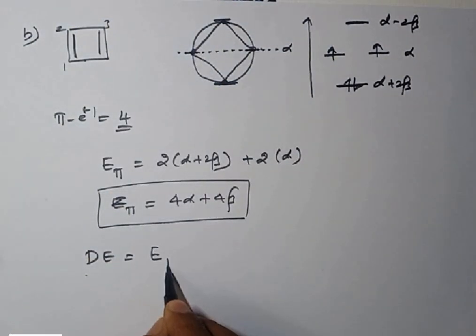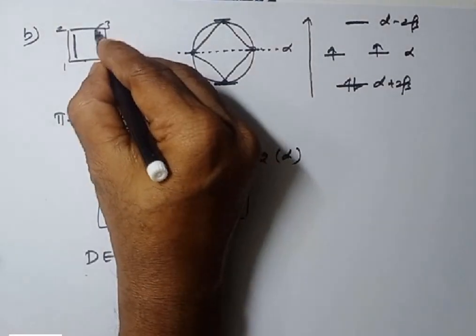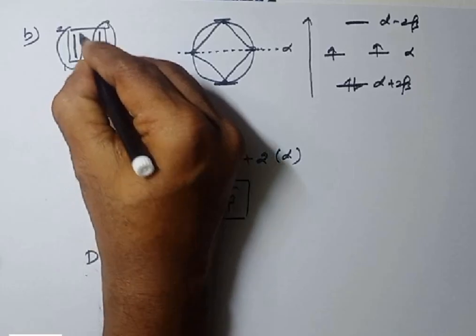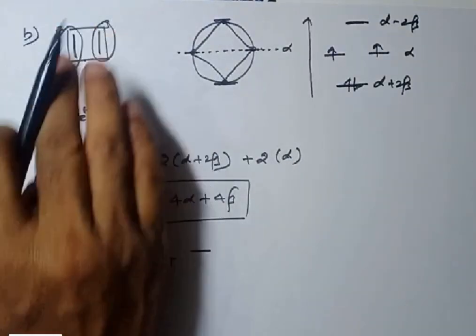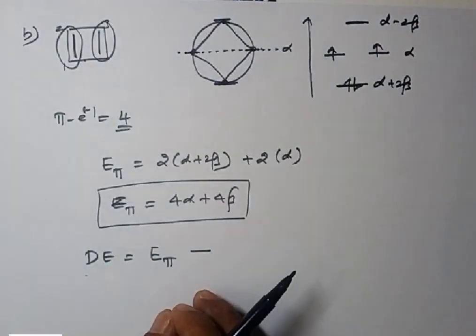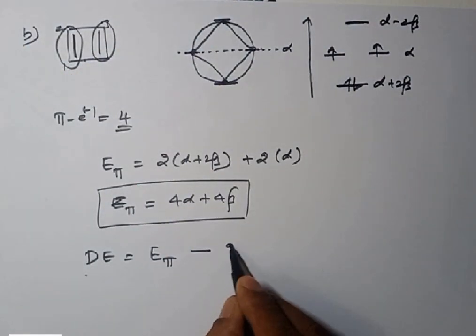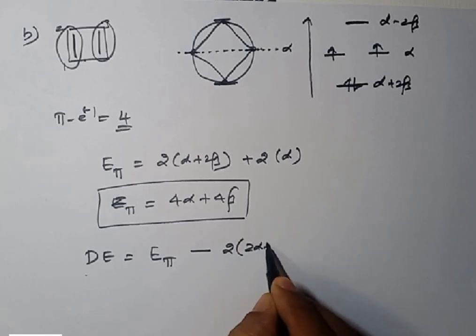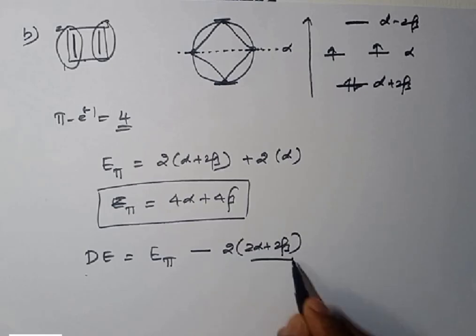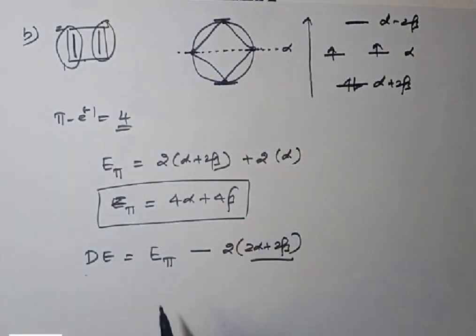Delocalization energy, you know very well, is nothing but pi electronic energy minus... Suppose this ethene unit and this ethene unit do not involve in resonance or conjugation or delocalization, what would be the expected energy? 2 into 2 alpha plus 2 beta. Yes, this is the energy of one ethene unit. There are 2 ethene units, so 2 into this. So, the pi electronic energy is 4 alpha plus 4 beta.